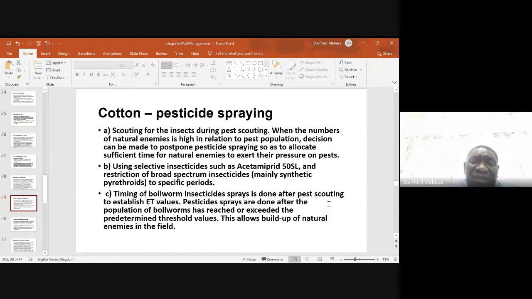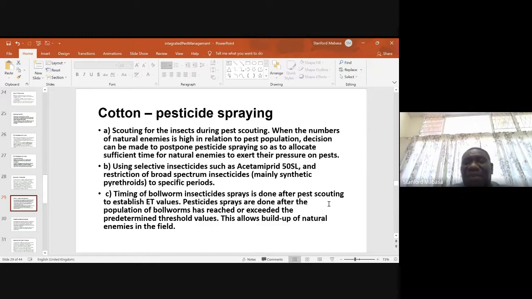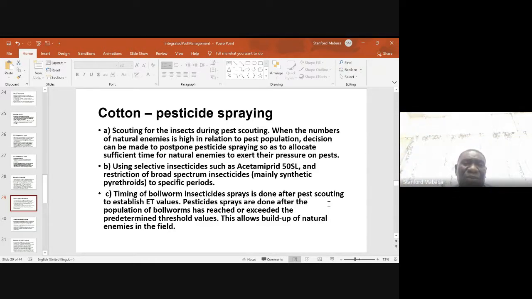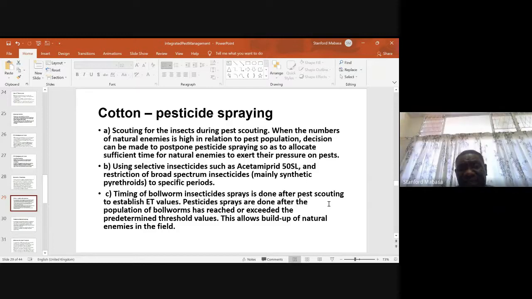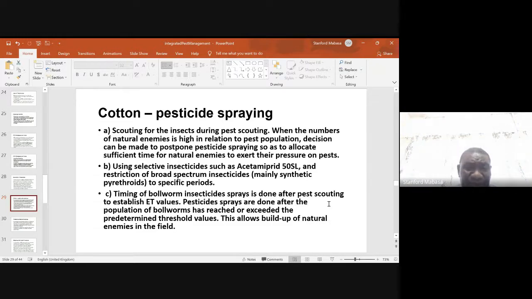We may have to postpone putting a pesticide, so that we allow the natural enemies to exert pressure on the pests. Or probably we should choose a selective pesticide. Using selective insecticides such as acetamiprid 50 SL, and the restriction of broad spectrum insecticides, mainly synthetic pyrethroids, to specific periods.